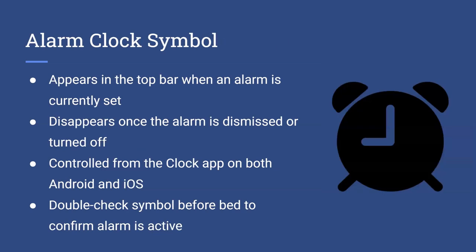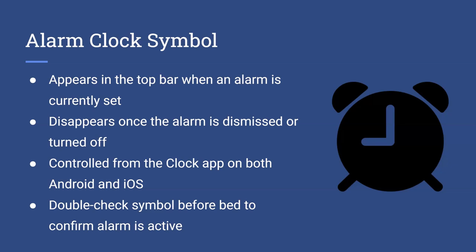Alarm clock symbol. This is pretty self-explanatory. It appears in the top bar when an alarm is currently set. It doesn't really tell you when it's going off, but if an alarm is going to go off sometime in the near future, then it's going to show you this alarm clock symbol. It disappears once the alarm is dismissed or turned off. It's controlled from the clock app on both Android and iOS.